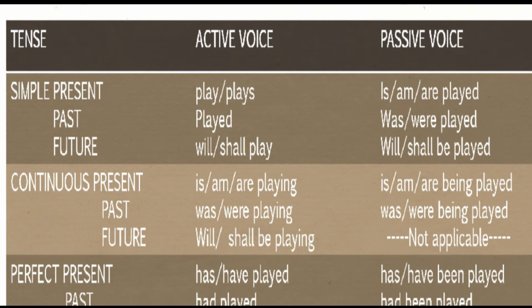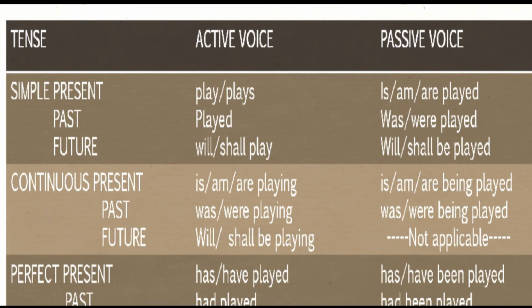In the past simple tense, in the active voice, the second form of the main verb is used. Here in this case, it's played. When we change it into the passive voice, again, there will be the verb be. Its past forms are was and were. If the subject is singular, we use was.